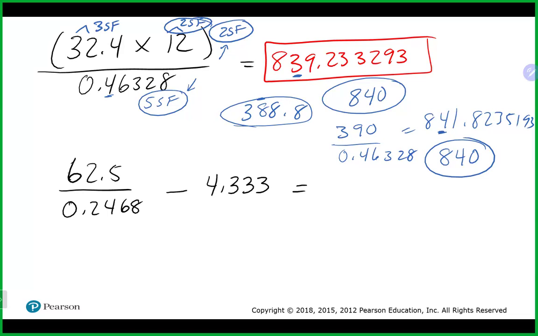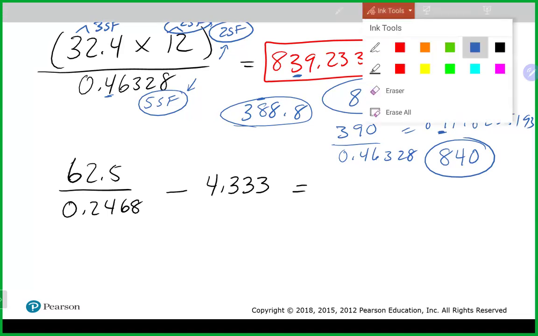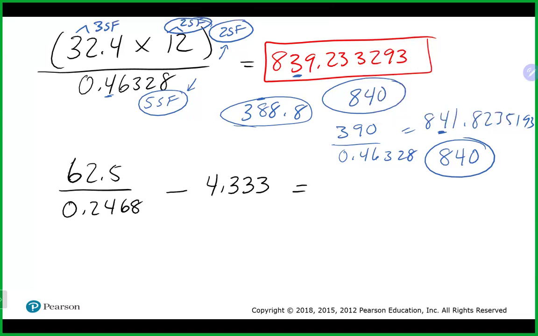Now let's take a look at the bottom one here. We're also doing a couple different operations. We are dividing first, which is probably what you would do first. So we're going to divide that. And in this case, you can take 62.5 divided by 0.2468. On my calculator, I'm going to get 253.2414911, which technically I'm now going to subtract from this number, right?